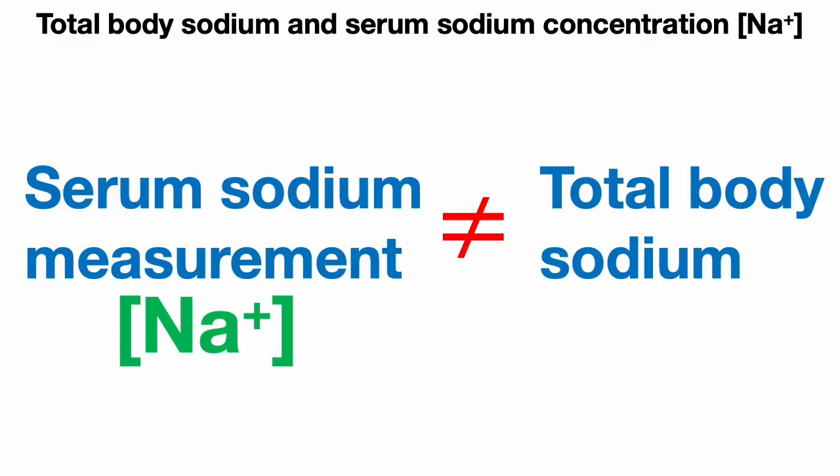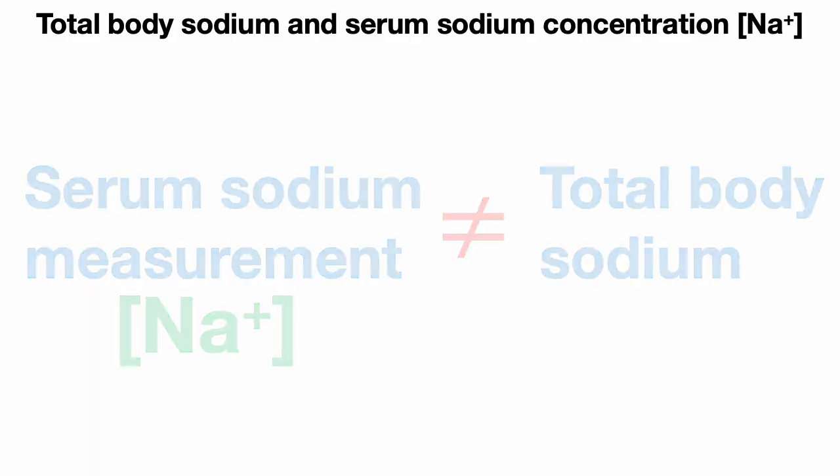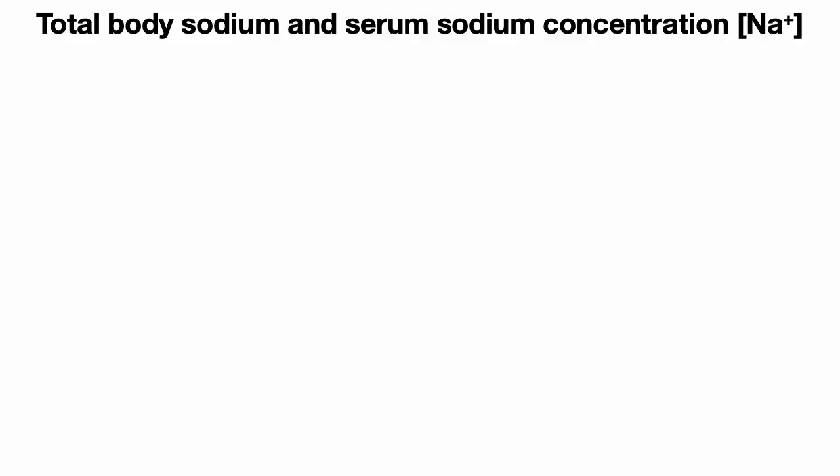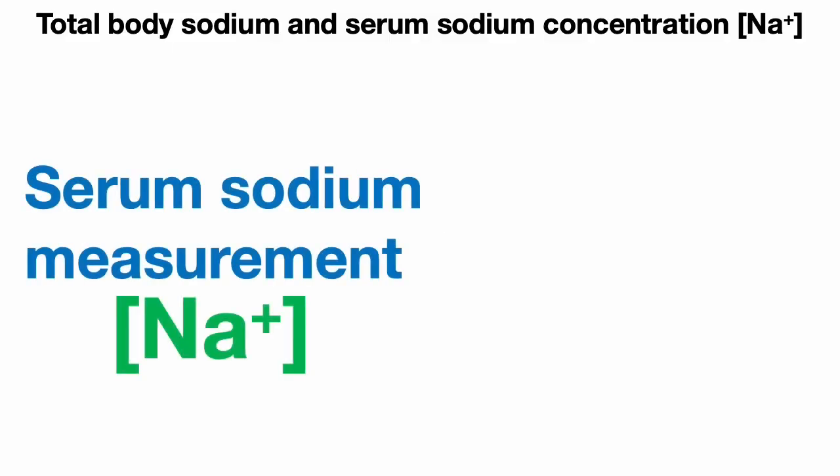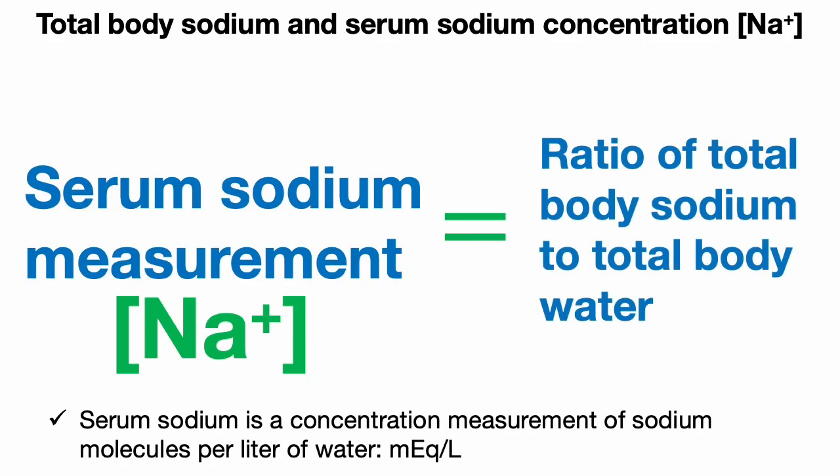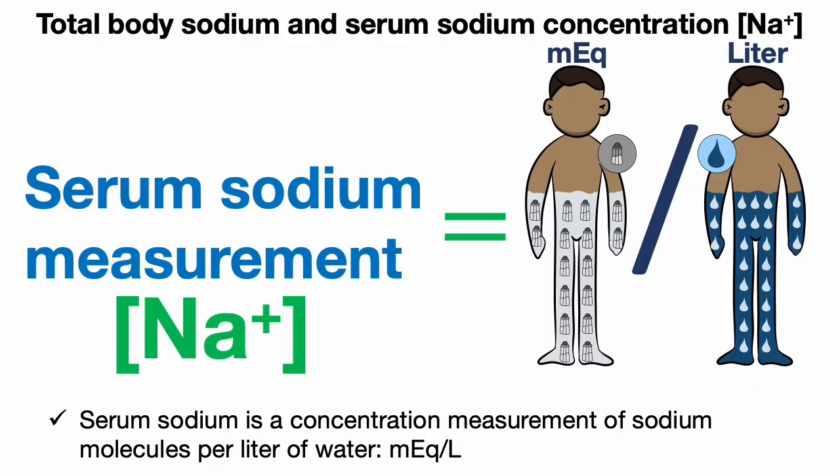Rather, it is determined by physical exam and can be described as euvolemia, or normal total body sodium, hypervolemia, or high total body sodium, and hypovolemia, for low total body sodium. The serum sodium measurement is a concentration measurement that looks at the ratio of total body sodium to free water. Therefore, disorders of water balance and homeostasis are reflected in changes in serum sodium measurement values, which is our focus on this module. We'll focus on the mechanisms leading to water imbalance in later modules.